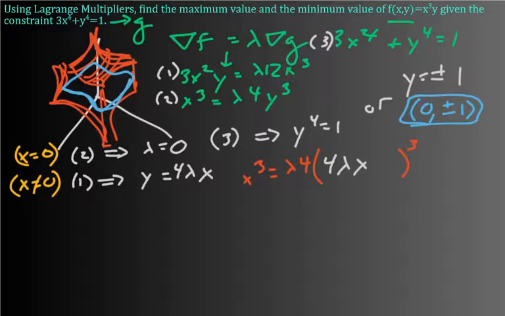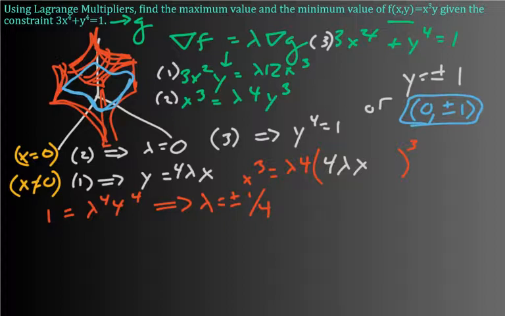You would simplify it down to some nice stuff. You've got an x cubed on both sides, so that'll go away. You've got 4 cubed times another 4, that's 4 to the fourth, and you've got lambda to the fourth. So it simplifies to 1 equals lambda to the fourth times 4 to the fourth. If you solve for lambda, it's going to be plus or minus 1/4.